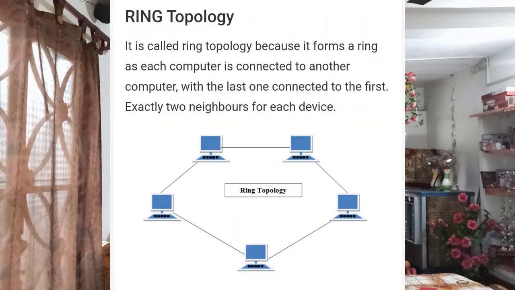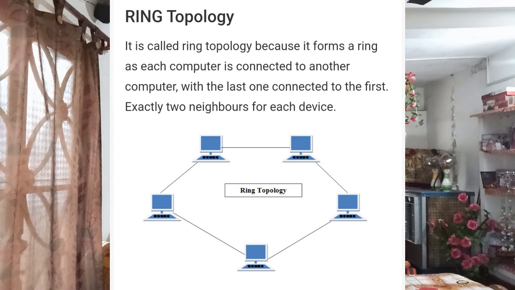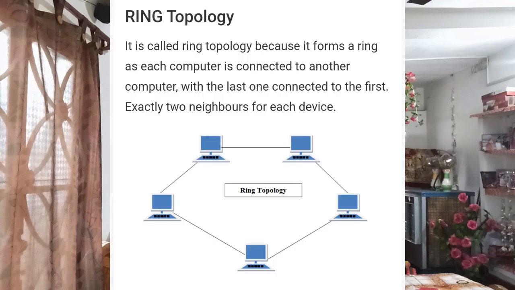Now we have to learn ring topology. Ring topology, as we see on the screen, is called ring topology because it forms a ring. As we see on the screen, each computer is connected to another with the last one connected to the first. And also you can see there are exactly two neighbors for each device. आप अगर स्क्रीन में देख रहे हैं तो एक डिवाइस के दो नेबर्स हैं and it forms a ring structure. Because of two neighbors for one device in every next connection, it is known as ring topology.